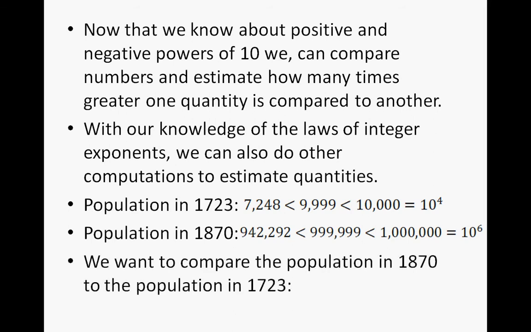So we want to compare the population in 1870 to the population in 1723. And since, reasonably thinking about this, we know that the population has expanded and has gotten greater, we're going to be comparing 1870 to 1723. So that means we're going to put 10 to the sixth power, our estimate, over 10 to the fourth power. So we're comparing 1870 to 1723.